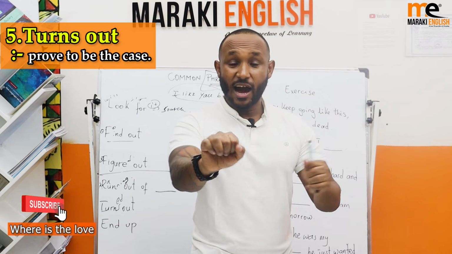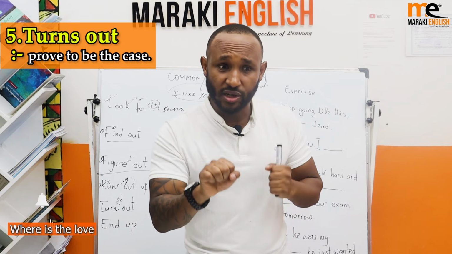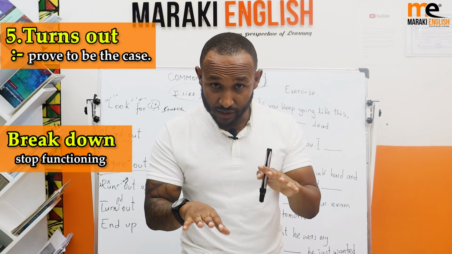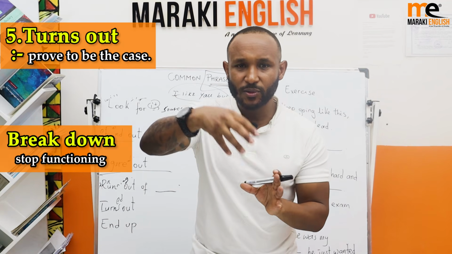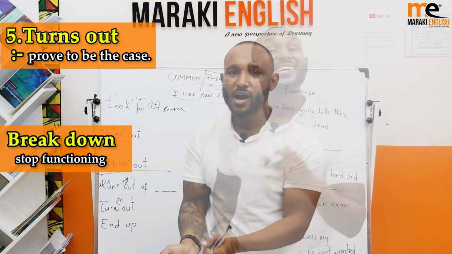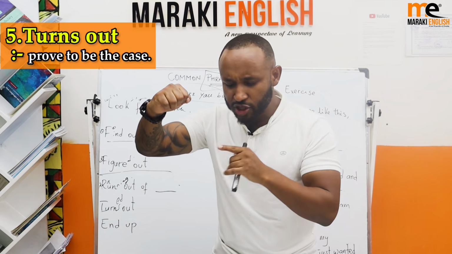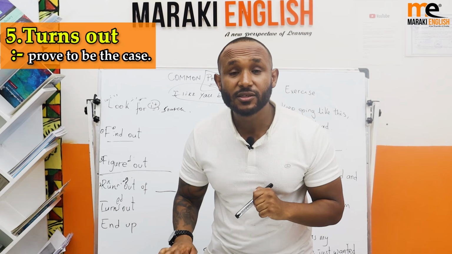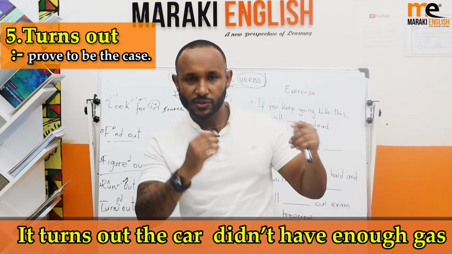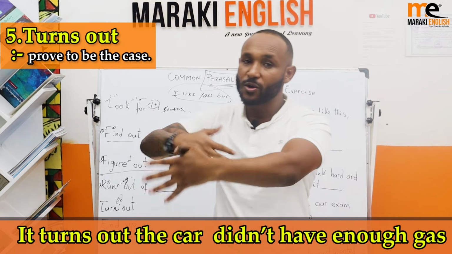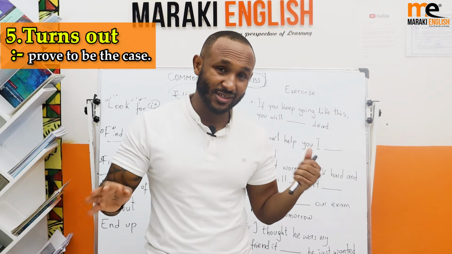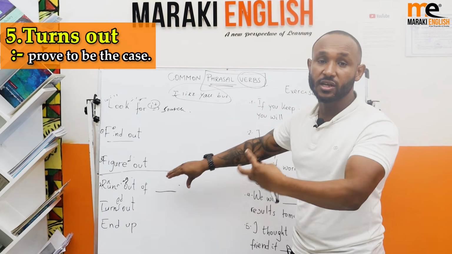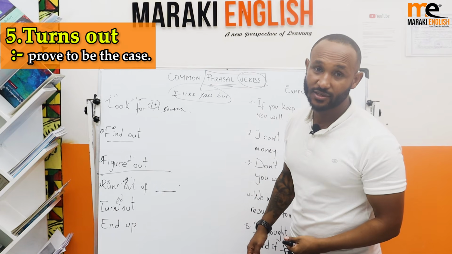One more example. I was driving and suddenly my car broke down. Nothing broke, it just stopped working. Broke down means it stopped working. So I was thinking there was something wrong with the engine, so I opened the hood and checked if there was something wrong. Everything was fine. Turns out the car didn't have enough gas. You see, my expectation was there is something wrong with the engine, but the problem was with the gas. So for these kinds of turns of events, you can say it turned out or it turns out, and you tell me what happened. Get it?